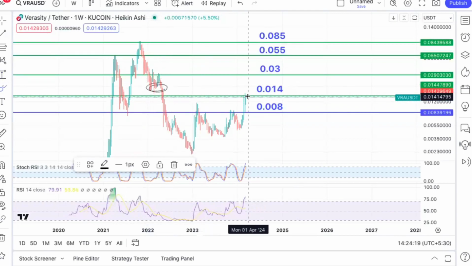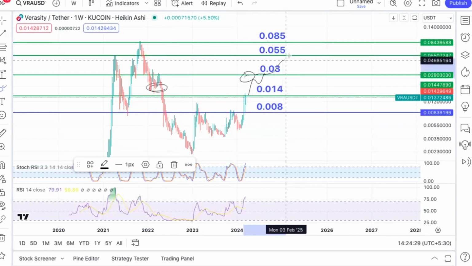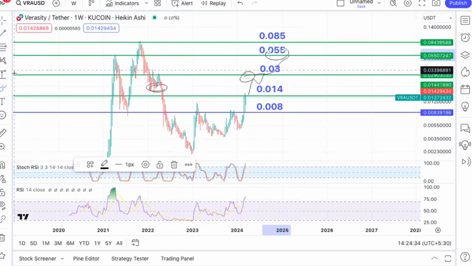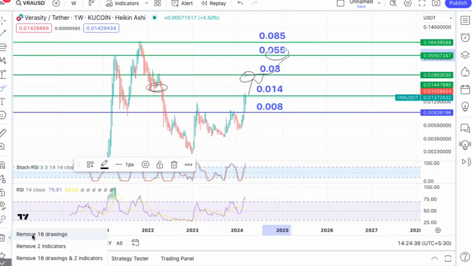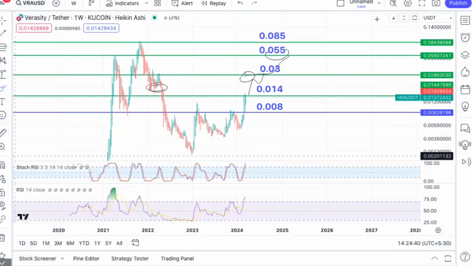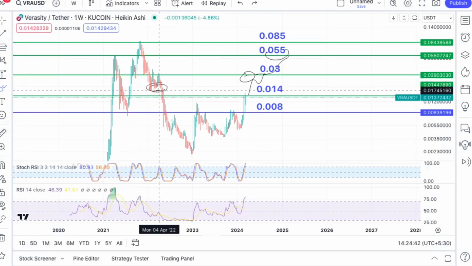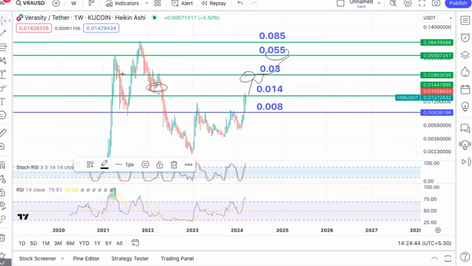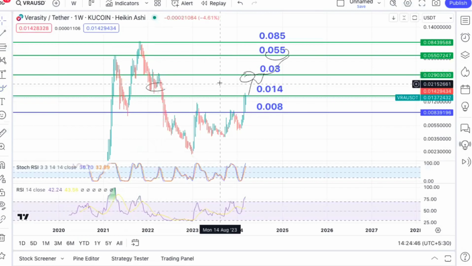But once we get a good force from the altcoin markets, I think it would not take much time to retest this zone of 0.03. And once we flip 0.03, that's when we will set targets of 0.05 and 0.085. So overall, this is a massive uptrend, and if you're a Veracity bull, you should be pretty happy that it's just getting started.